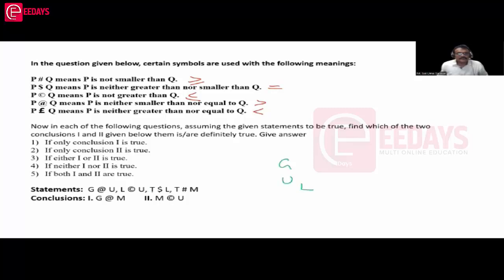Next, T dollar L. Dollar means equal. So T equal to L. Just write it down in the horizontal way. Next, T hash M. Hash means greater than or equal to. T is greater than or equal to M. We write T is greater than M, and T equal to M, but again, T is greater than or equal to M, so we just add a suffix.